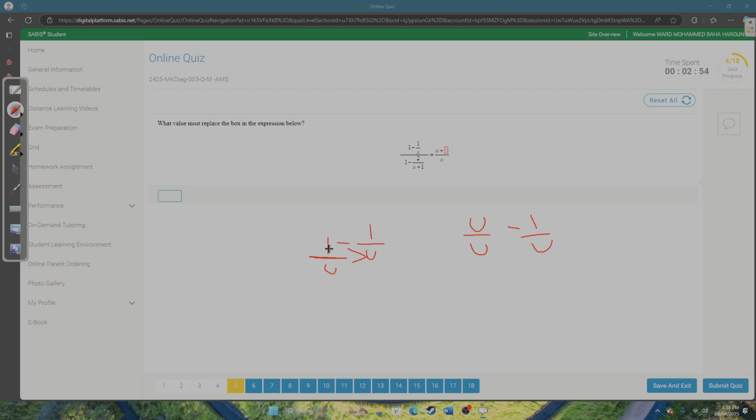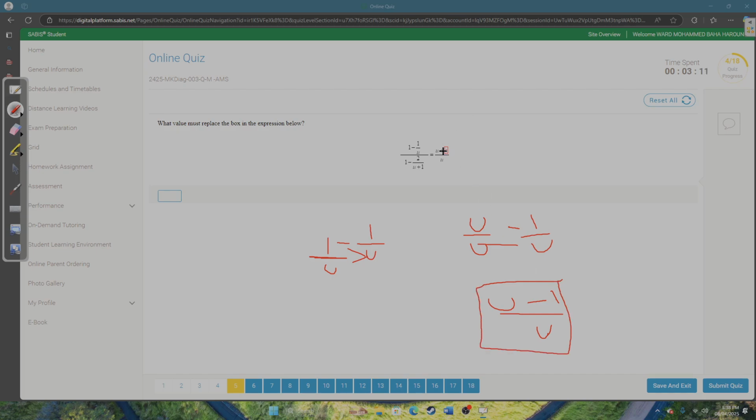Because 1 and u, they don't match. Anyways, you have the same denominator, you can just combine them. u minus 1 over u. Not u squared, just put these two together and make them 1. And that's the first fraction.